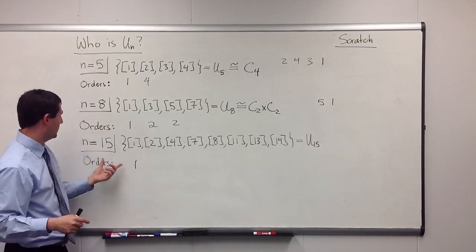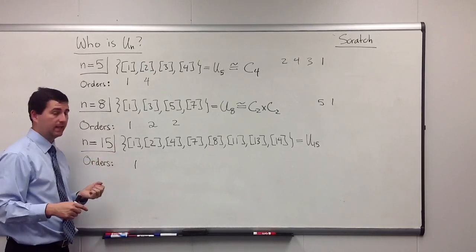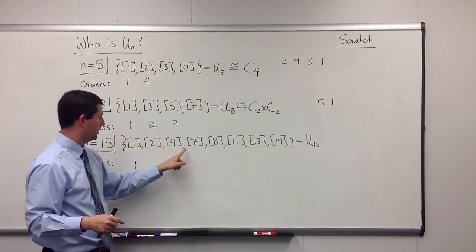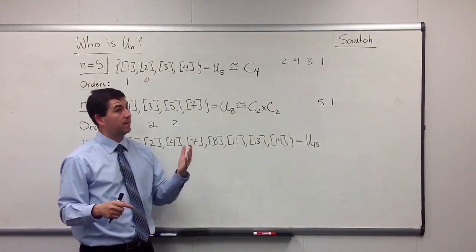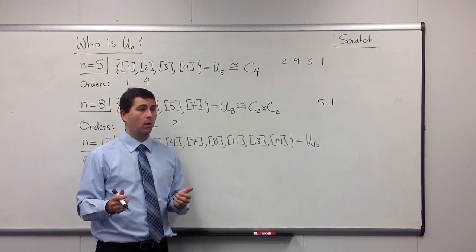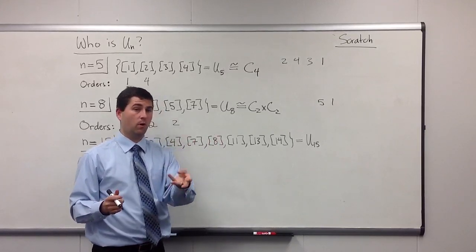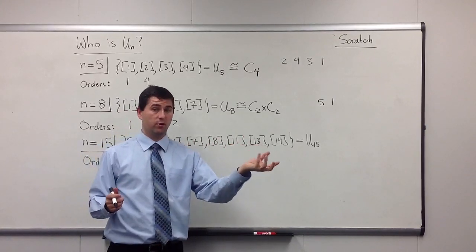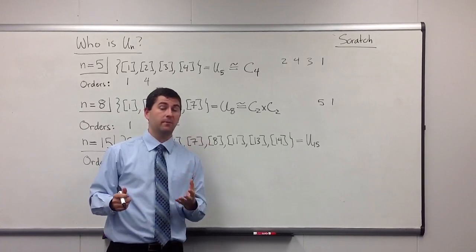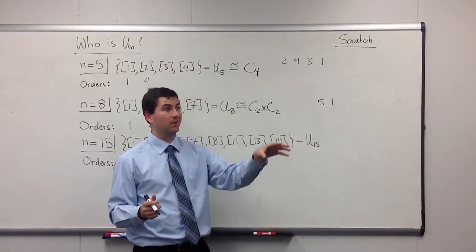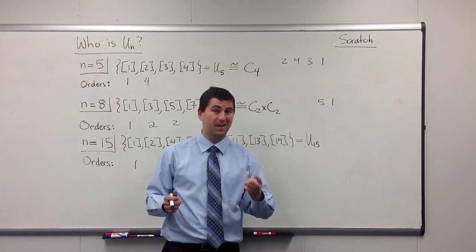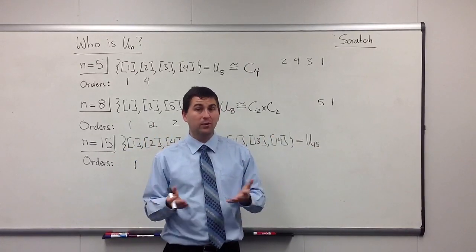All right, one more example. Let's look at n equals 15. In this case, there's 1, 2, 3, 4, 5, 6, 7, 8 elements in the group. So we might think, oh, C8, that could do it. Or, well, let's see, it could be a cyclic group of order 4, direct product with a cyclic group of order 2. Or there's another possibility, it could be a cyclic group of order 2, cross a cyclic group of order 2, cross a cyclic group of order 2. So there's 3 possibilities. How are we going to figure out which one it is?